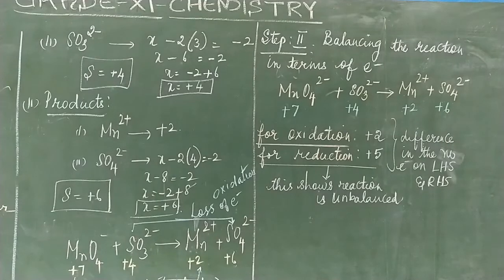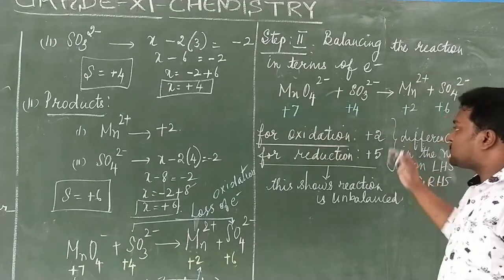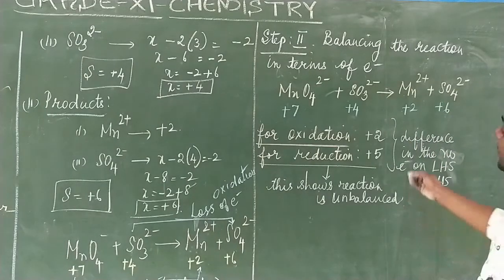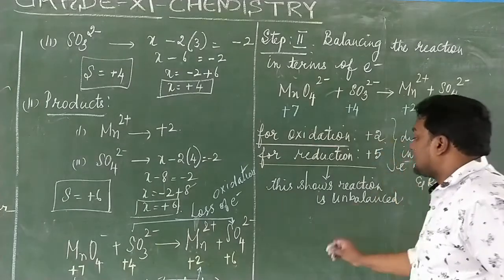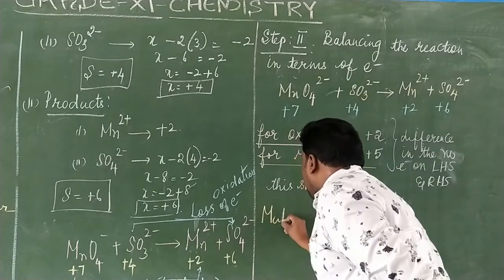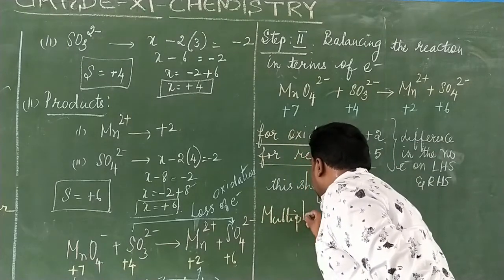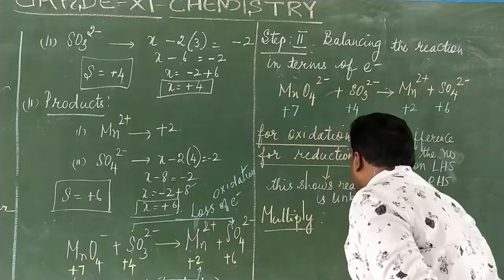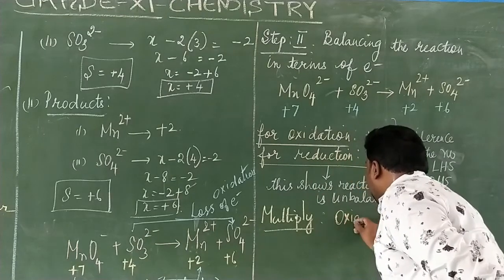So now what we can do in order to balance in terms of electrons, I can multiply this oxidation. So what can I do? I can multiply the oxidation reaction.